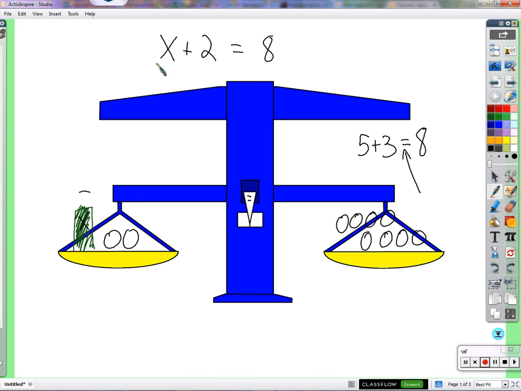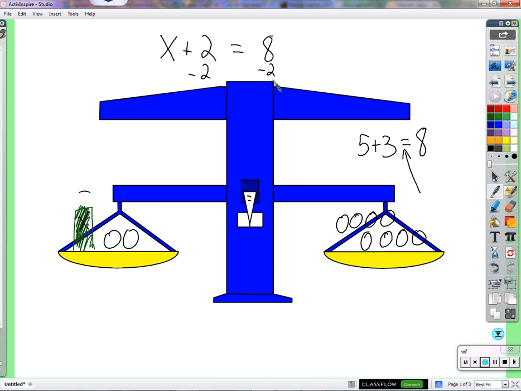Well, I know what x plus 2 is, but I want to know just what x is. So how do I not have plus 2 anymore? Minus 2, and I must minus 2 at the same time, do 8 minus 2. Why do we have to subtract 2 from both sides?